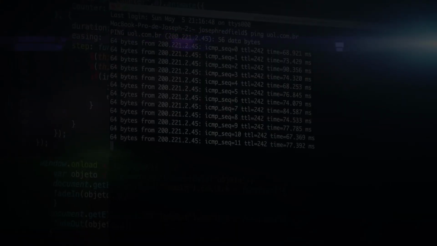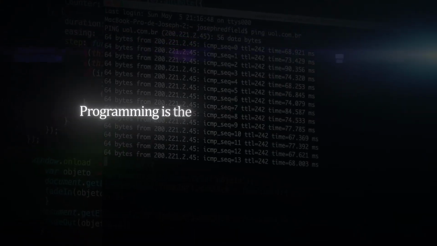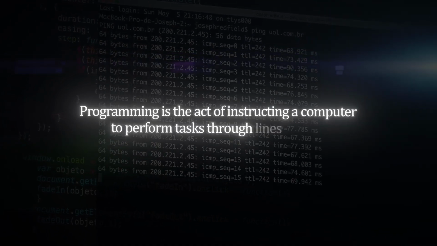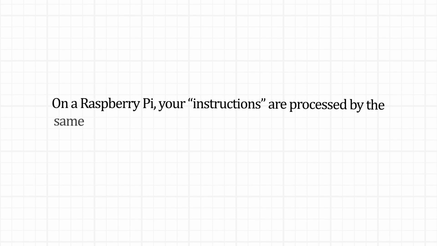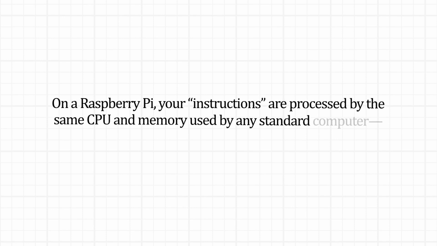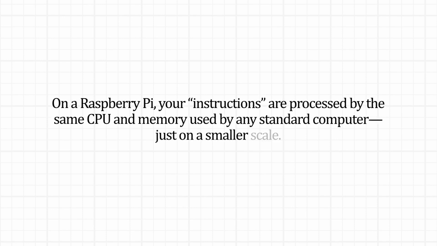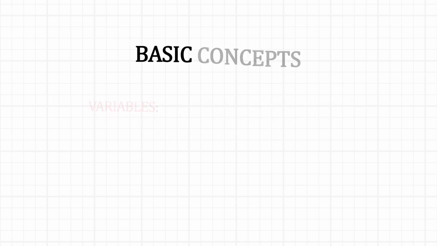First of all, what is programming? Programming is the act of instructing a computer to perform tasks through lines of code. On the Raspberry Pi, your instructions are processed by the same CPU and memory used by any standard computer, just on a smaller scale.